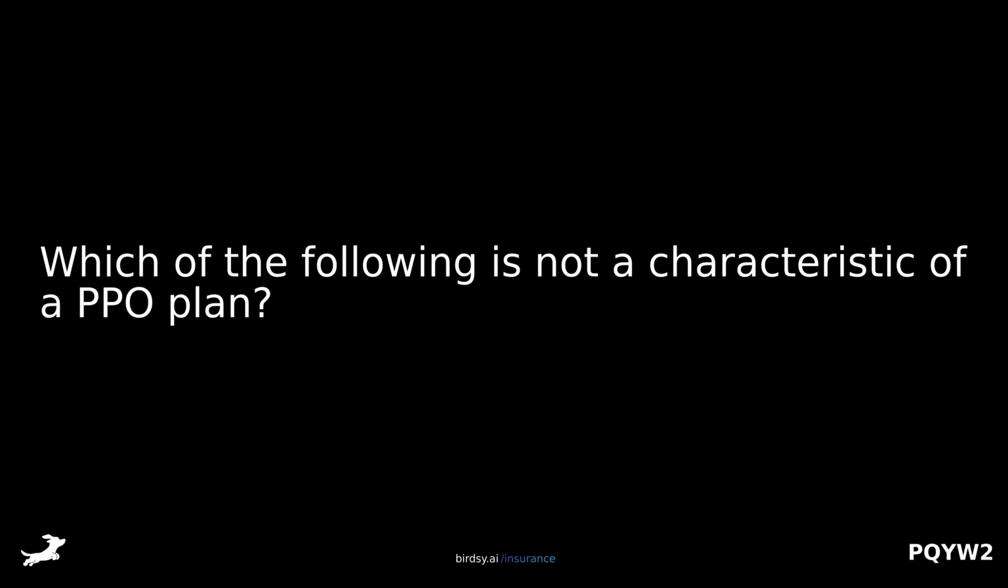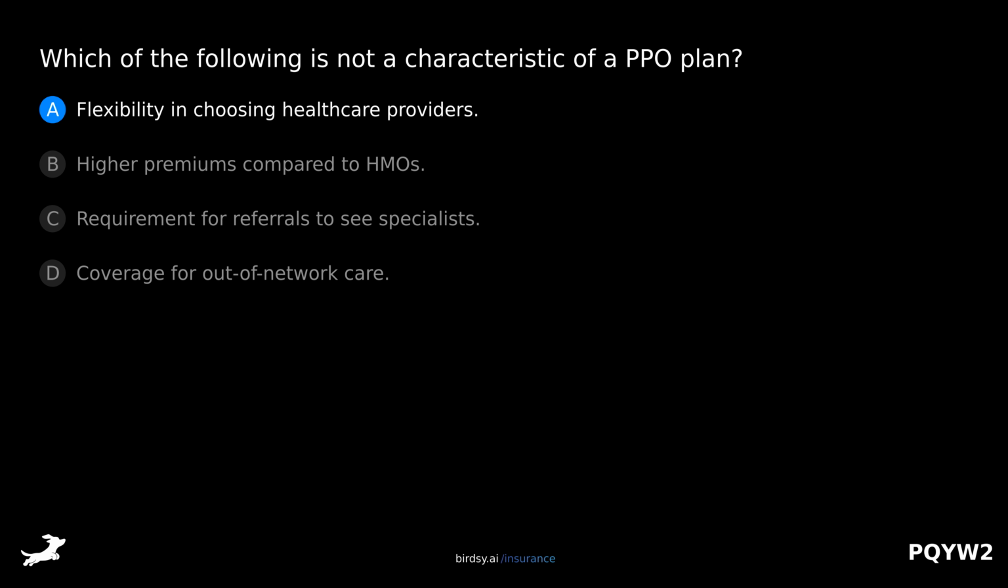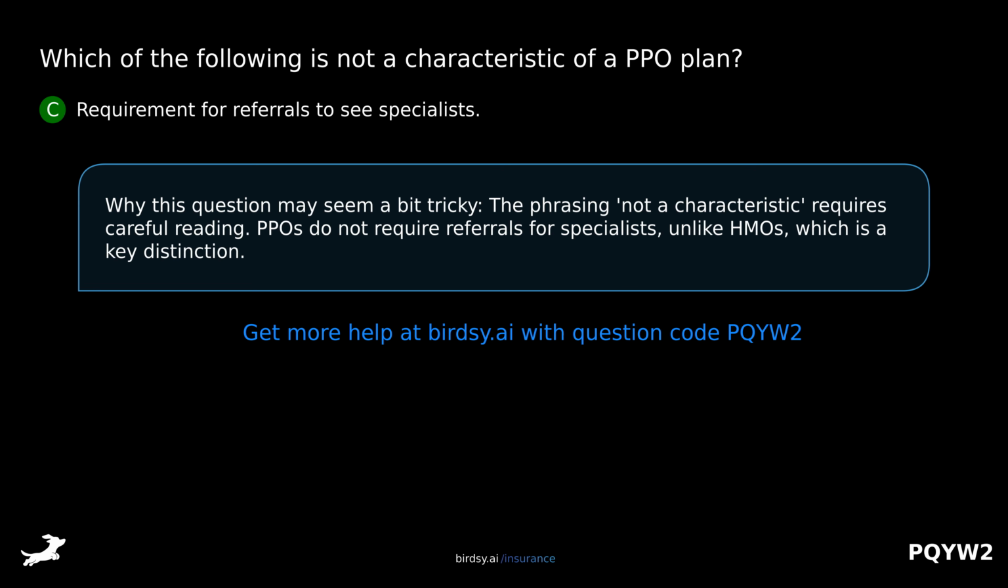Which of the following is not a characteristic of a PPO plan? Is it A, flexibility in choosing healthcare providers, B, higher premiums compared to HMOs, C, requirement for referrals to see specialists, or D, coverage for out-of-network care? The answer is C, requirement for referrals to see specialists. Why this question may seem a bit tricky. The phrasing "not a characteristic" requires careful reading. PPOs do not require referrals for specialists, unlike HMOs, which is a key distinction.